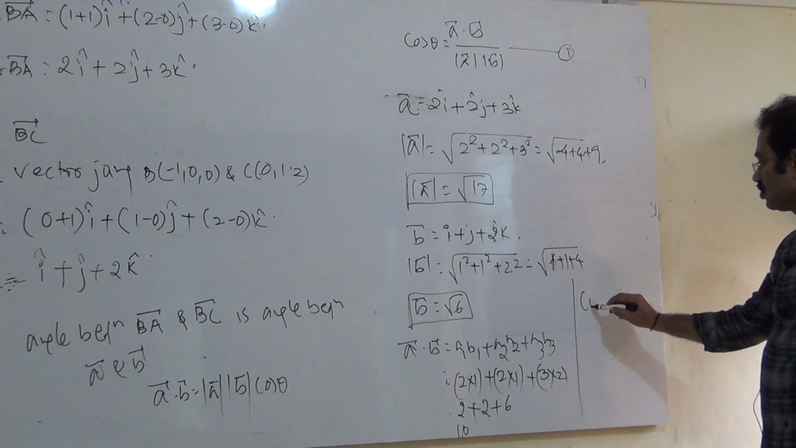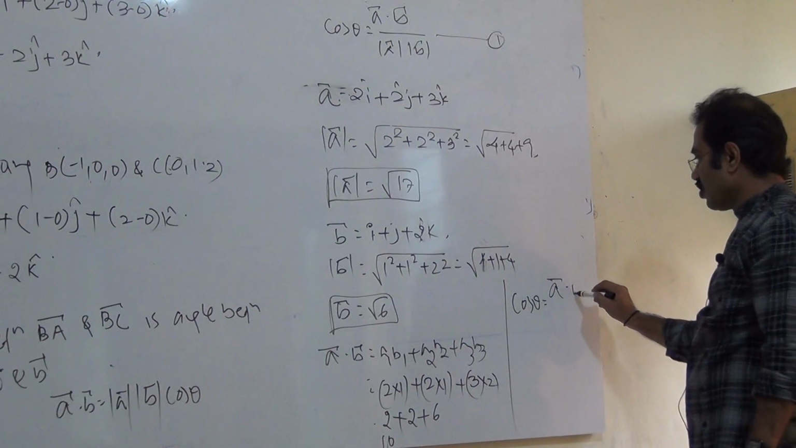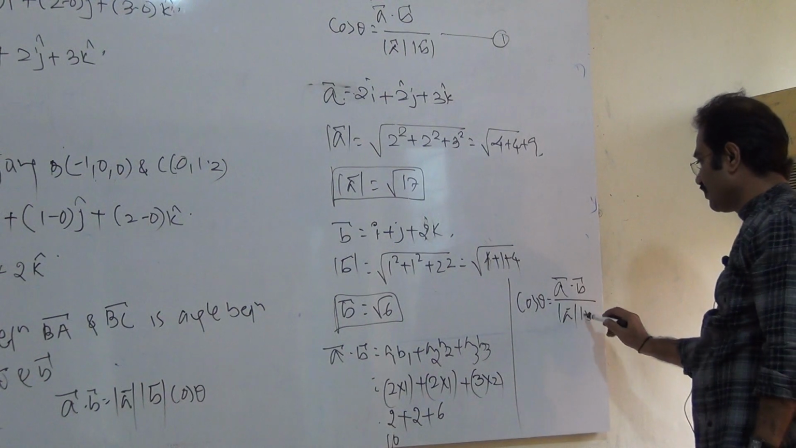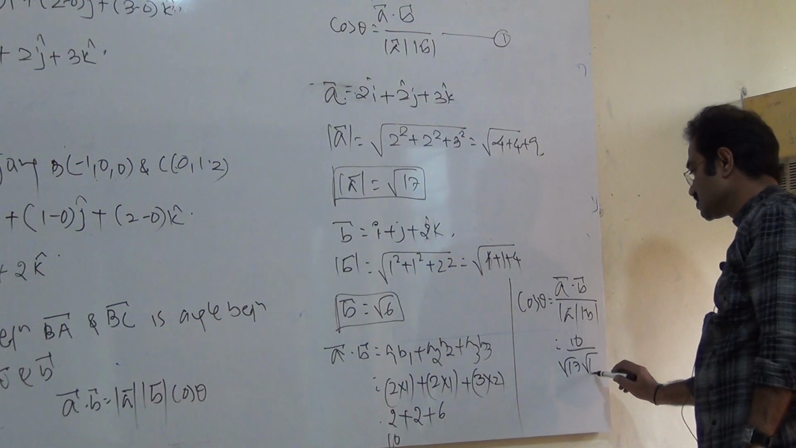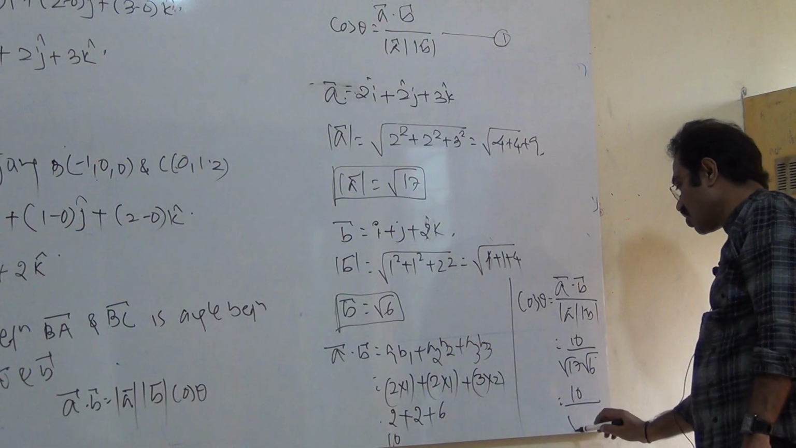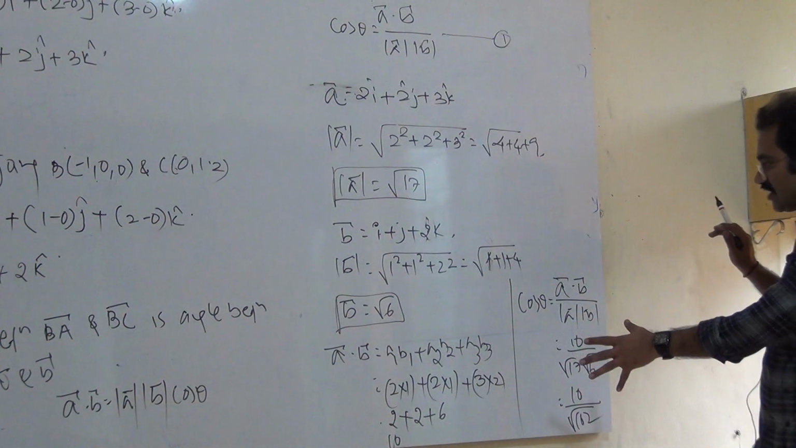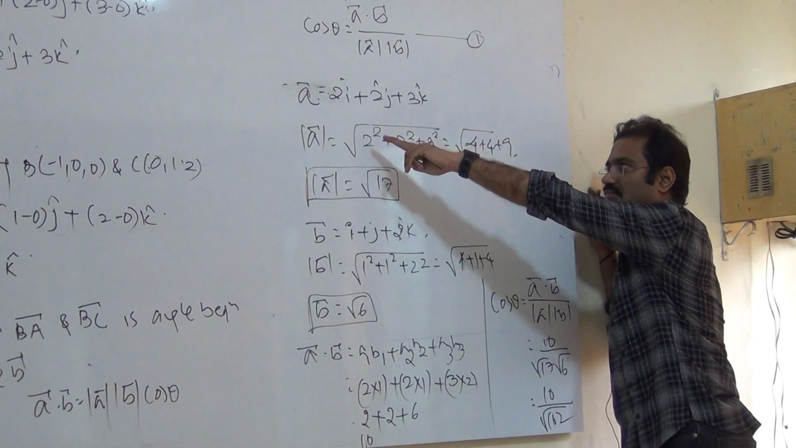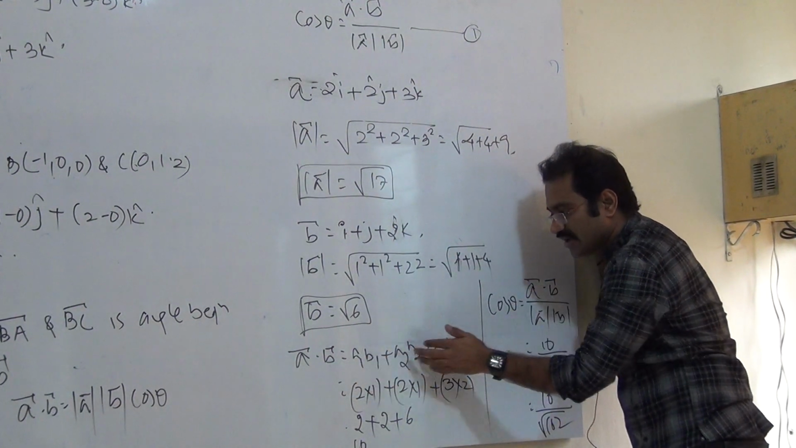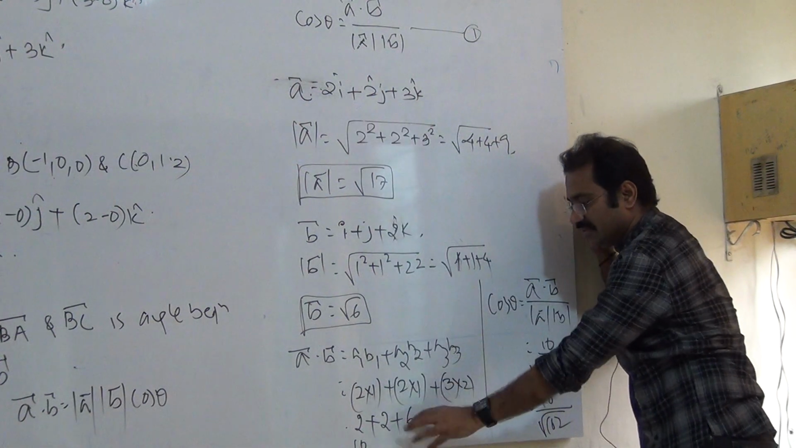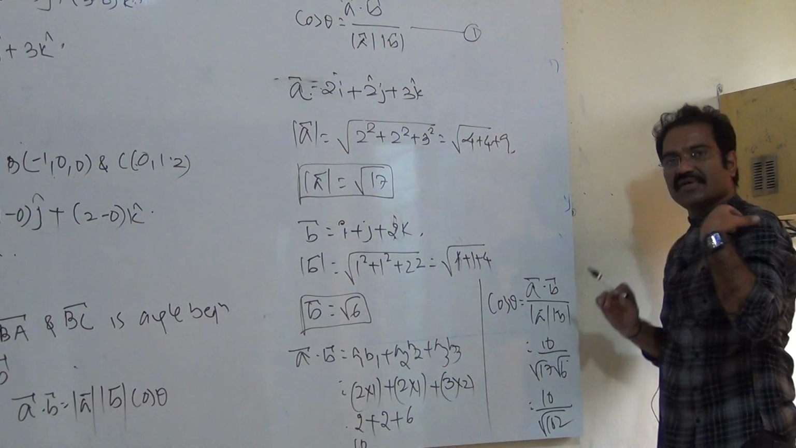Therefore cos theta is equal to A dot B divided by magnitude of A into magnitude of B. A dot B is equal to 10 divided by root of 17 root of 6. The angle is cos theta is equal to this. You focus here only: magnitude of A, magnitude of B. For A dot B we want a1 b1, a2 b2, a3 b3. It is this: cos theta is A dot B divided by magnitude of A, magnitude of B. Substitute the values, you get the answer.